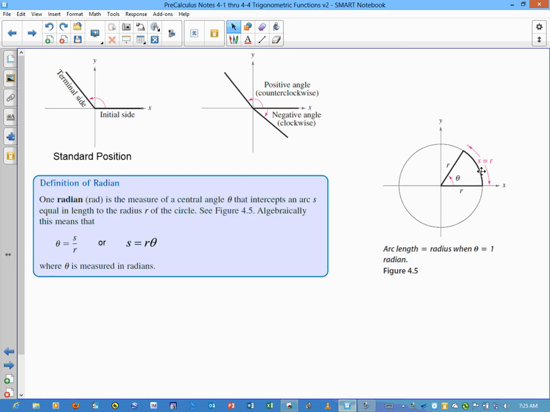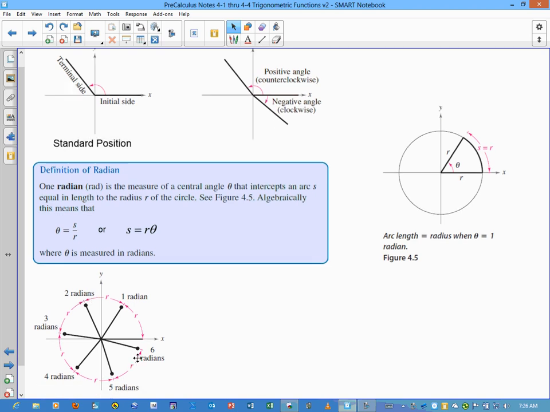So the question is, how many radians is one full circle? Well, if we know that the radian measure is the length of the arc, then it would be the length of the arc all the way around the circle, or in other words, the circumference. So if we look at it, we'd have 1 radian, 2 radians, 3 radians, 4 radians, 5 radians, and then 6 radians, and plus a little bit more. It would be approximately 6.28 radians.